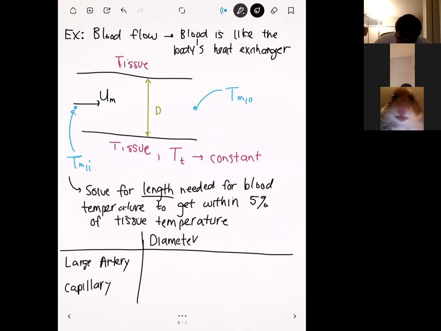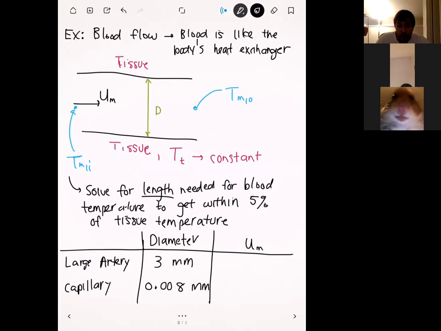All right, so let's characterize the diameter of both of these types of blood vessels. For a large artery, the diameter is about 3 millimeters, okay? And for the capillaries, the diameter is much smaller. It's going to be 0.008 millimeters, okay?